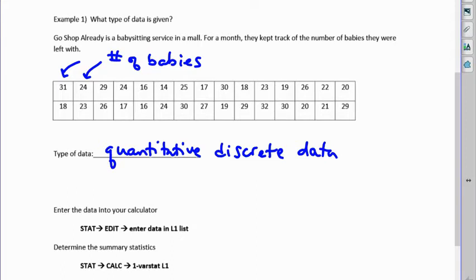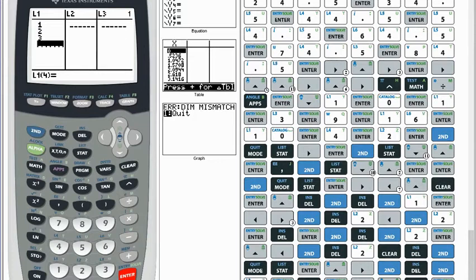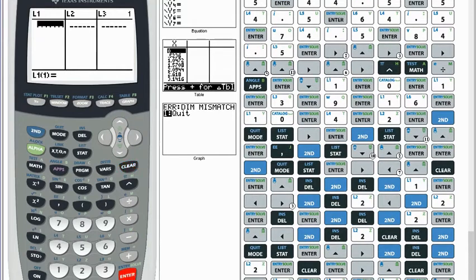So let's first put this data into our calculator and make sure we know how to do that. Here's my calculator. I have some data here in L1, and that's not the right data. So I'm going to go up to the top and hit clear. If I were to accidentally hit delete, it would delete the entire column and I'd have to use second insert to get it back. But I don't want to do that. I want to hit clear. And there it is, cleared.